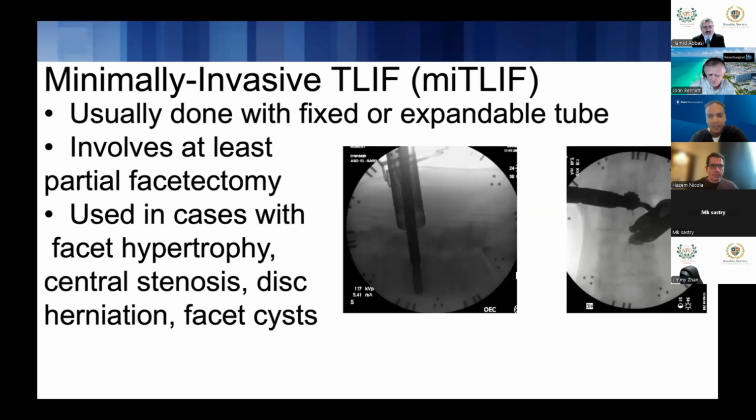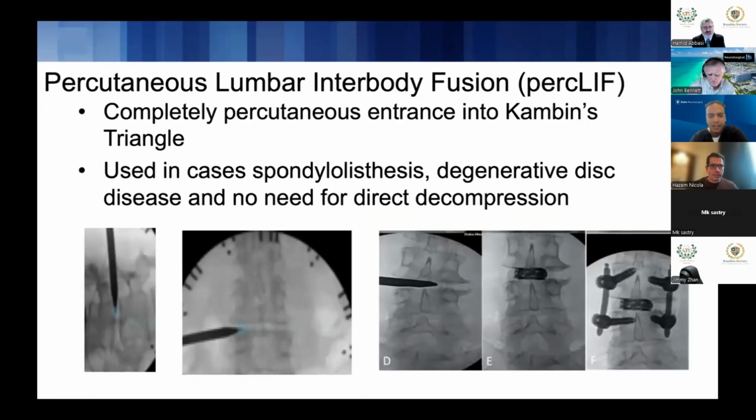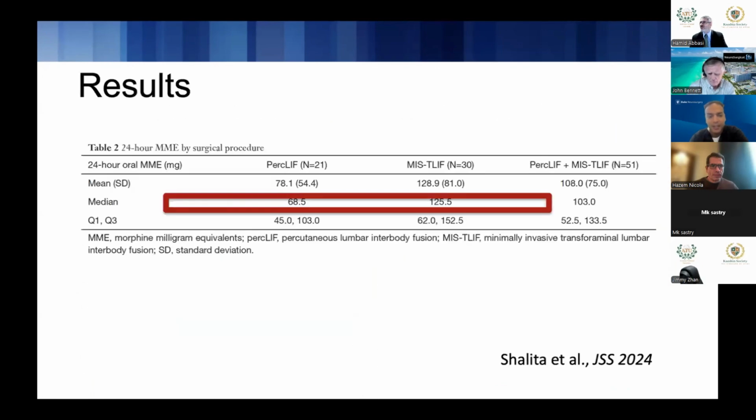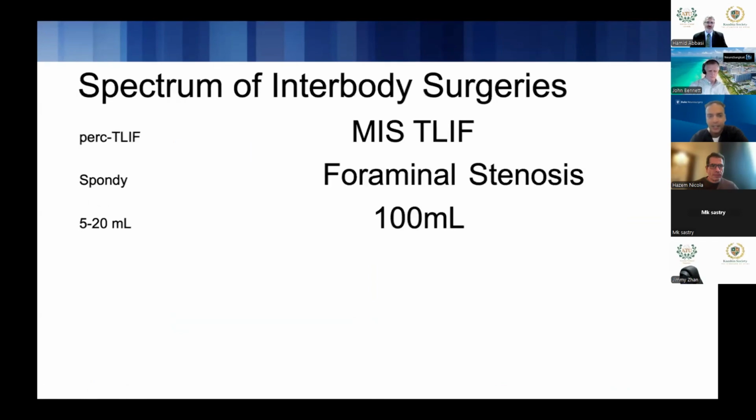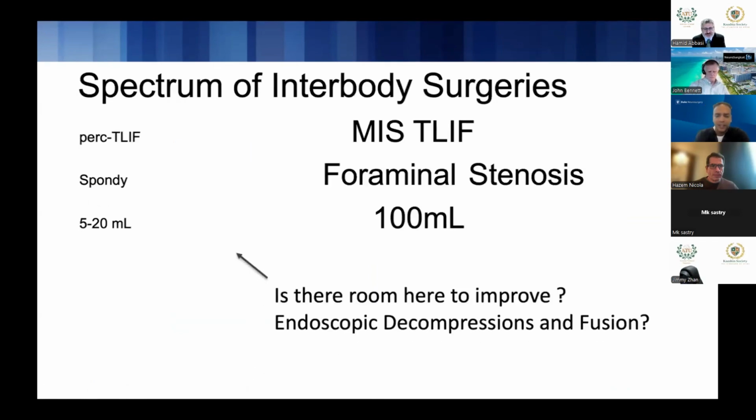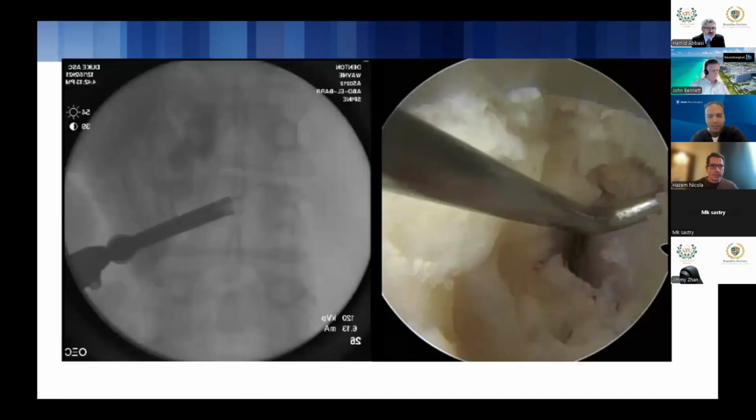Now, you would correctly say that with the Trans-Kambin, you're not really decompressing. With the MIS TLIF, you can decompress. And we showed that it does make a difference for those people that have the percutaneous TLIF. They use 40% less opioids, and that's really important. I think a lot of the other speakers have talked about this. So for me, that's where I got into endoscopy, is that maybe there's a way to bridge those two gaps.